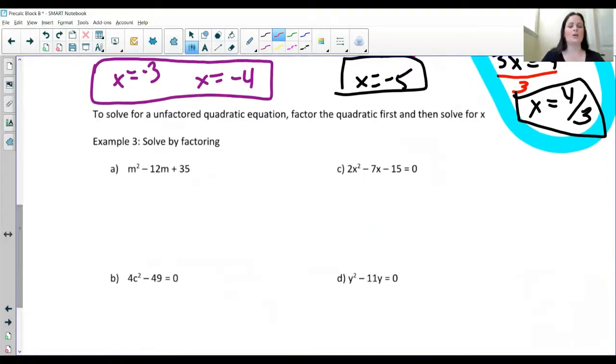Okay. So in that example, they were wonderfully already factored for us, but what if it's not factored? And it says solve by factoring, and I meant to write equals 0 here, so you're going to have to put that in there for me because I forgot to do it. So this is equal to 0, so it's now an equation and it's now solvable, so we have to factor it first.